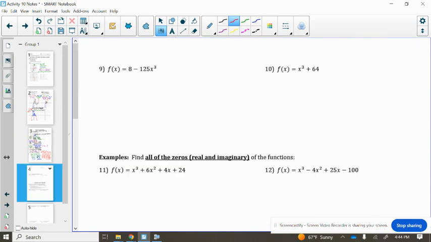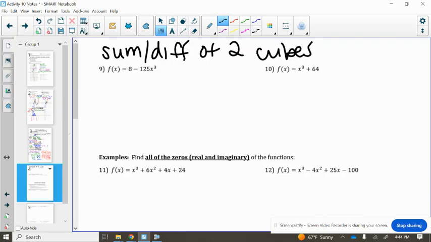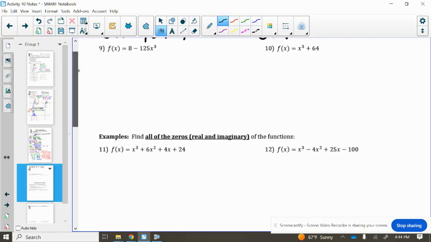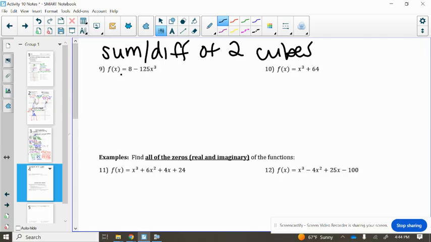Now, on the last page, we see a type of factoring that we don't often use or haven't yet so far this year, and that is going to be our sum or difference of two cubes. So similar to our difference of two squares, this time we can do a sum though as well. We want to look at, okay, what cubed is each of these values? Well, in this case, 2 cubed is 8, 5x cubed is 125x cubed. So these are our a and our b values.